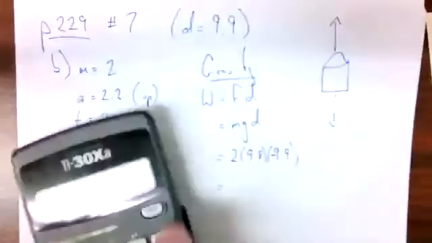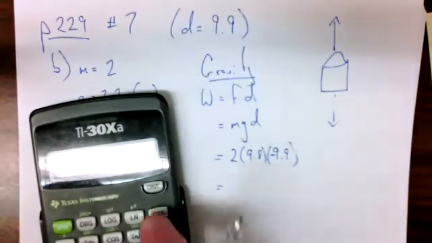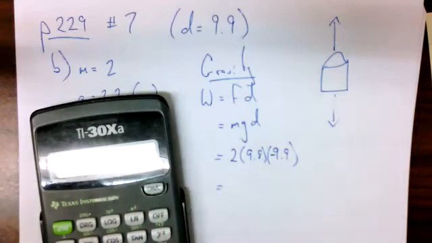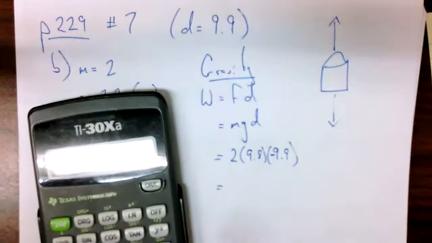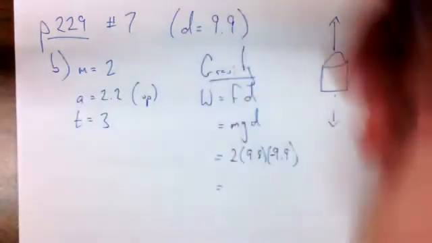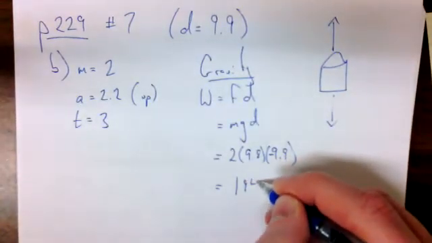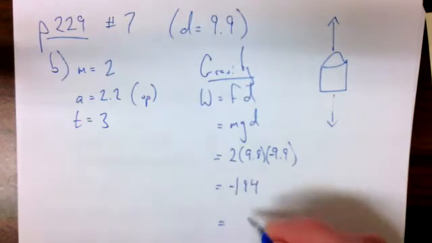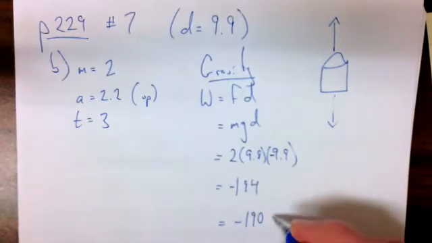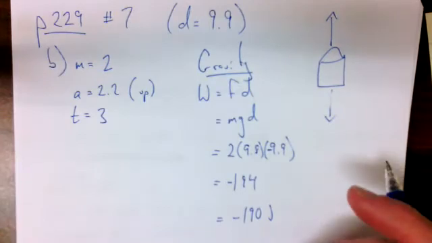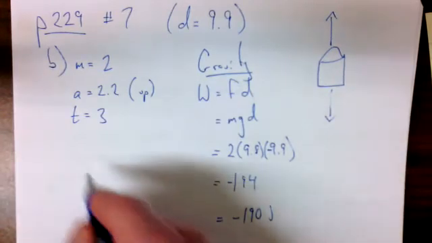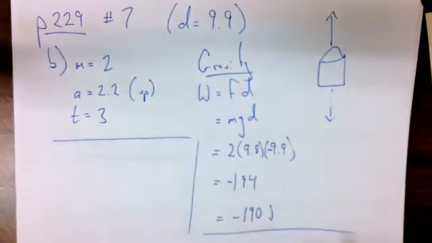So this is 2 times 9.8 times 9.9, 194. With sig figs, it's going to be negative 190 joules. Well, maybe I'll come back to that after I talk about the rope.